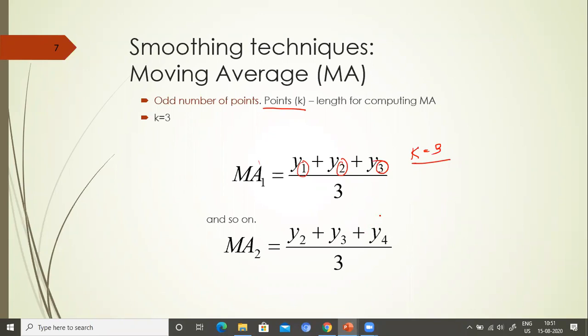We will talk a little bit about k in just a bit. Over here, the last 3 data points have been considered because k equals 3, and the next moving average, with k equal to 3, is going to start from y2. So it's going to be y2, y3, and then the next point comes in, y4. In any case, it will be 3 points divided by 3, and so on, because k equals 3.